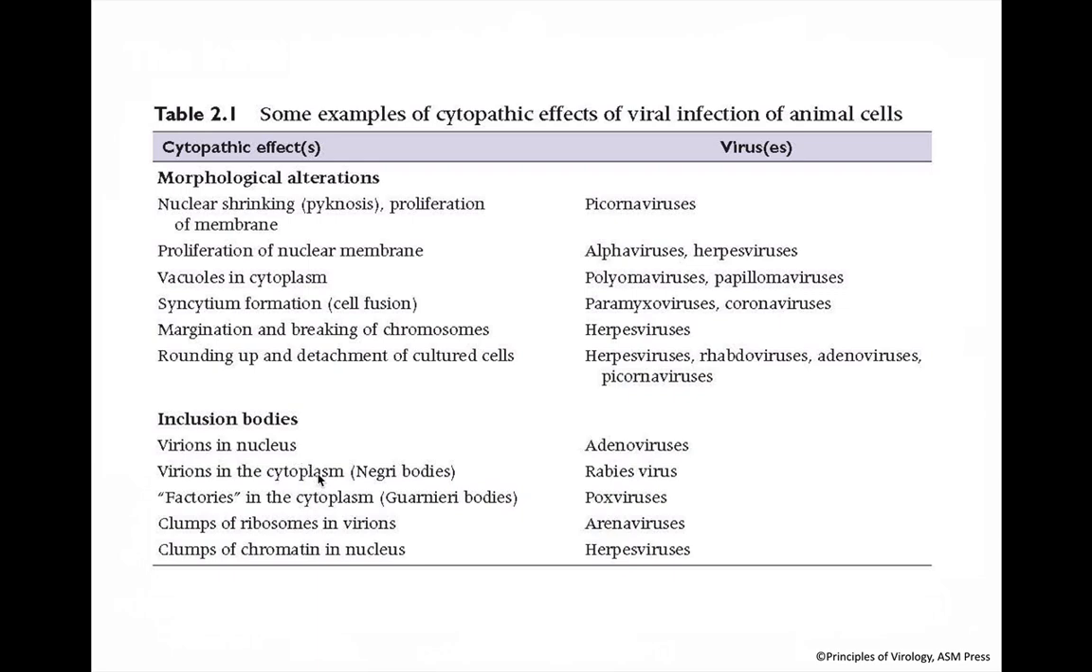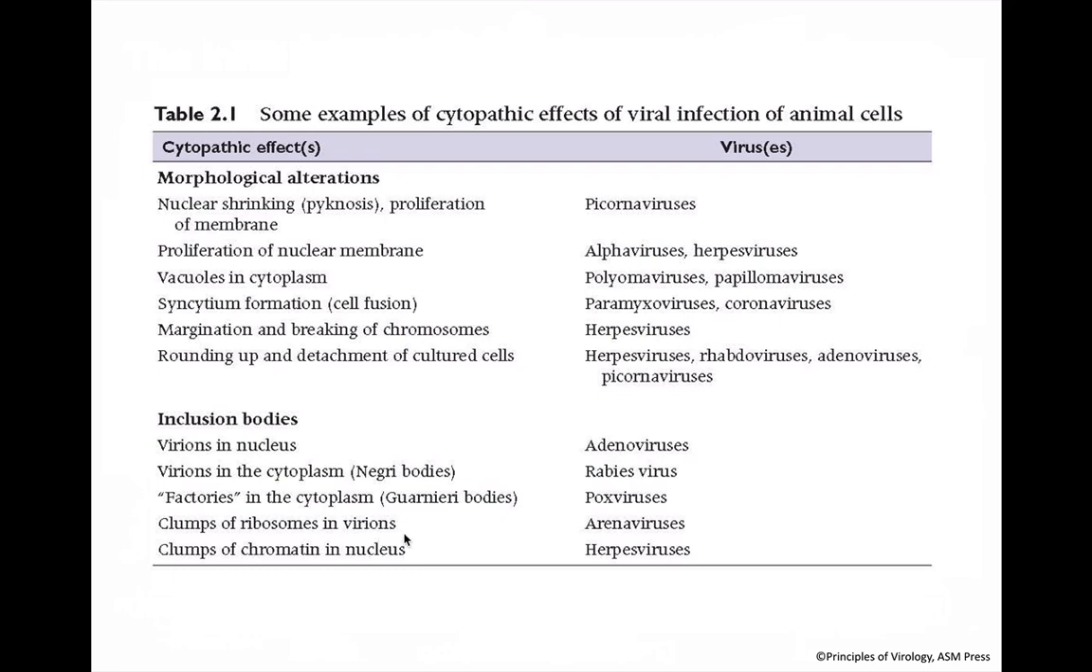And these are given names sometimes because years ago when they were first observed by a pathologist, for example, he or she would say, aha, look at this, it is unusual and is typical of rabies virus, so this was called a Negri body. But it's nothing more than clumps of virions in the cytoplasm. There could be factories in the cytoplasm. These are assembly sites for virus particles. This happens with pox viruses and a few other viruses, and those have been called Guarnieri bodies. You can also have clumps of ribosomes and virions, not really a cytopathic effect, but it is an inclusion body, so it's on this slide. And you can have clumps of chromatin in the nucleus.